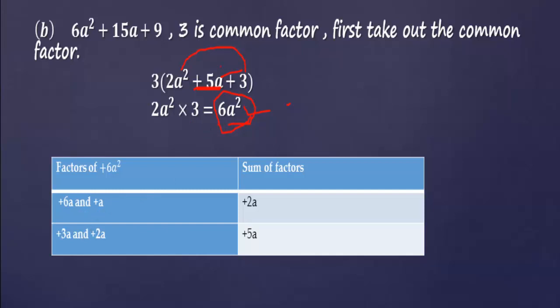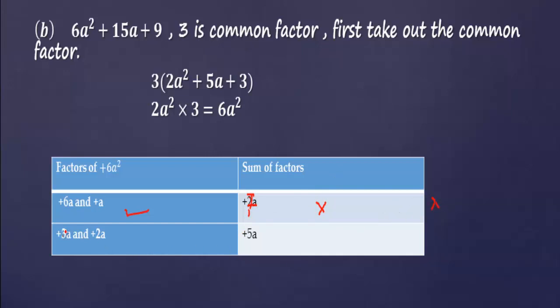So that's one factor that we suggested, which is plus 6a and plus 1a, which is plus a. Multiply them together, you will get 6a squared, which is correct. Add them together, you will get plus 7a, which is very wrong. It's not correct. So we cannot pick this one.